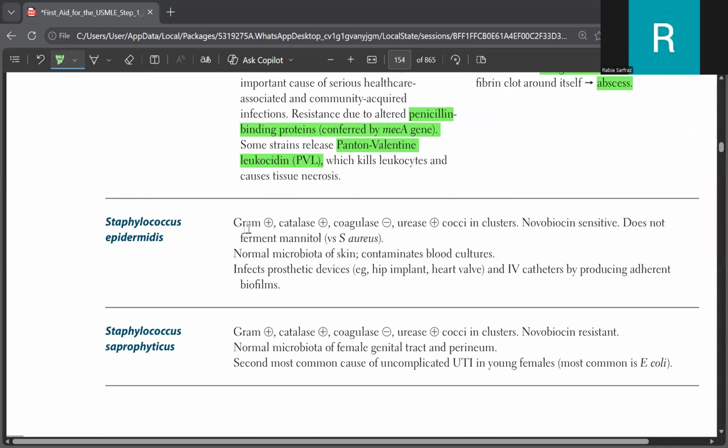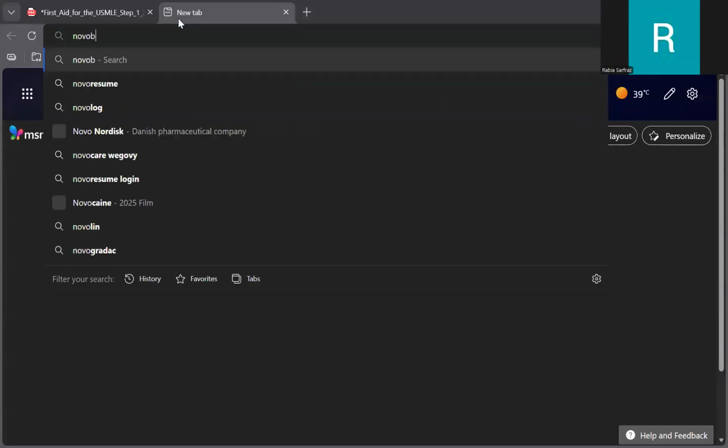Next species is Staph epidermidis. It is again gram-positive, catalase positive, but coagulase negative, and it is also urease positive, cocci in clusters. It is novobiocin sensitive. It does not ferment mannitol, versus Staph aureus, which does. So we have to see what novobiocin is.